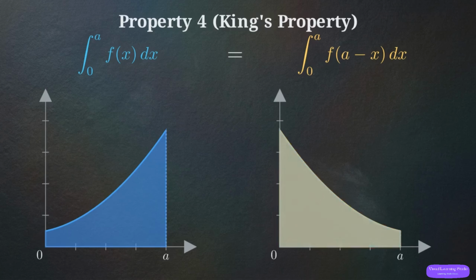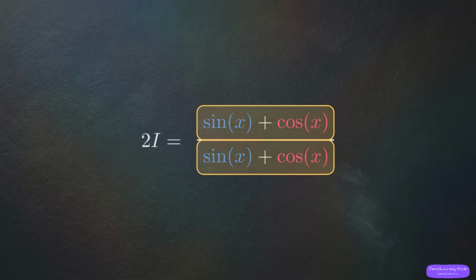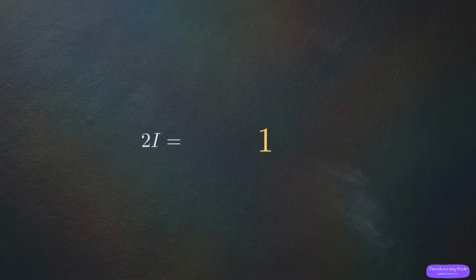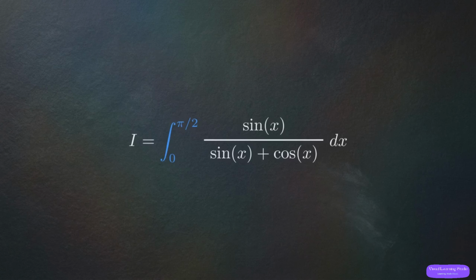While the curve's orientation changes, the total area inside the bounds remains identical. This property allows you to rewrite an expression so that terms in the numerator and denominator can be combined and simplified before you ever calculate the area. This previous year question is a classic example.